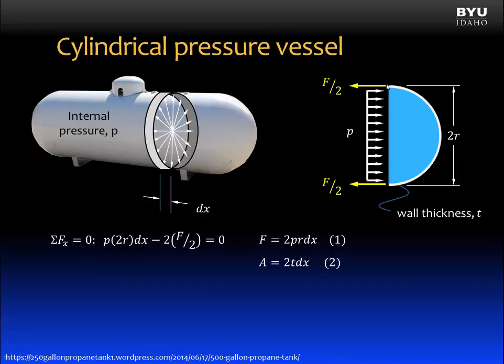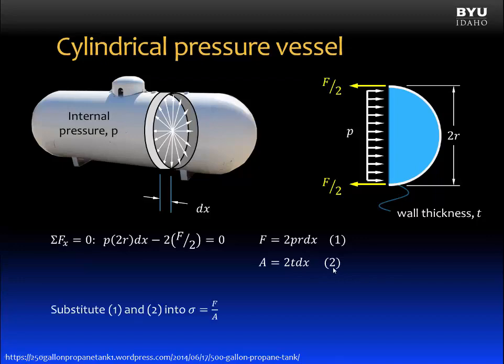Now let's think about the area of the pressure vessel wall along this cut. Well, we have two sections of wall. They have a thickness of t and a width dx. So the total area that these two forces are acting over is 2 times t times dx. We'll call that equation 2.